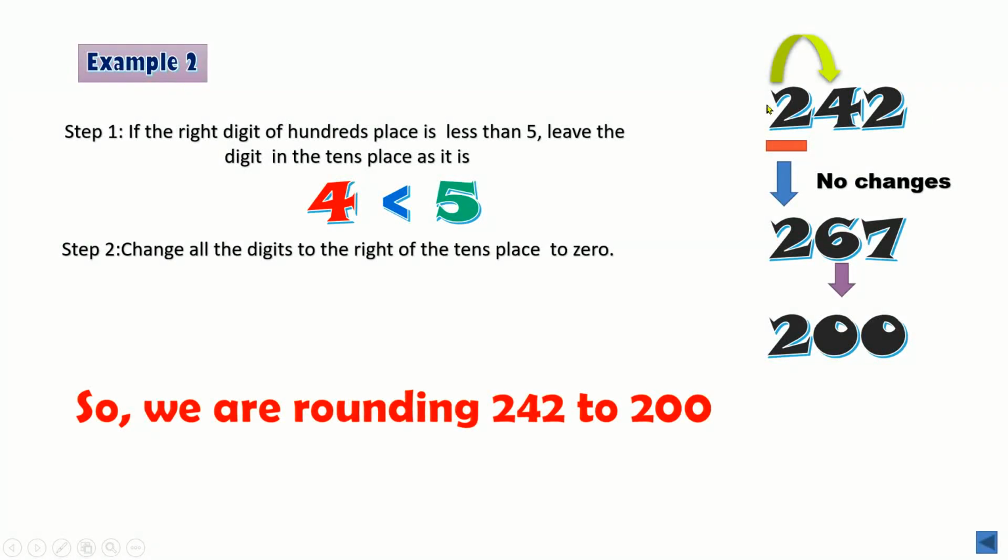Example 2. 242, rounding to the nearest 100. Step 1. If the right digit of the hundreds place is less than 5, so 4 is less than 5, leave the digit in the hundreds place as it is. So no changes in the hundreds place. So write it as it is. Step 2. Change all the digits to the right of the hundreds place to 0. Now we are changing 4 and 2 to 0. So we are rounding 242 to 200.